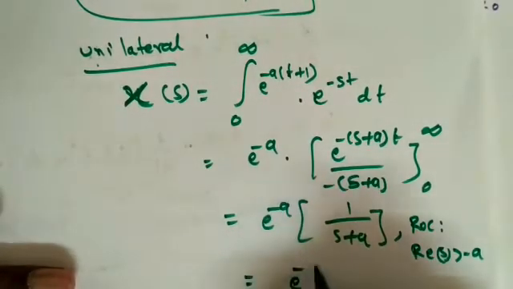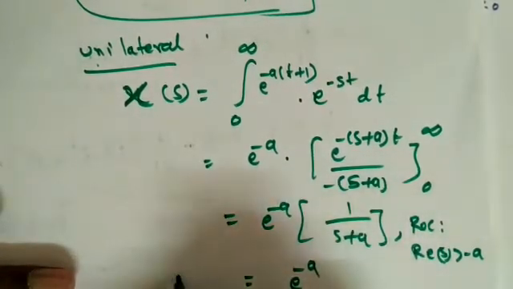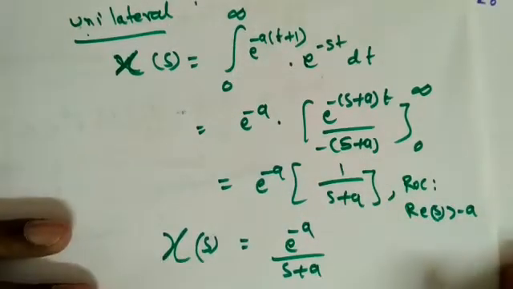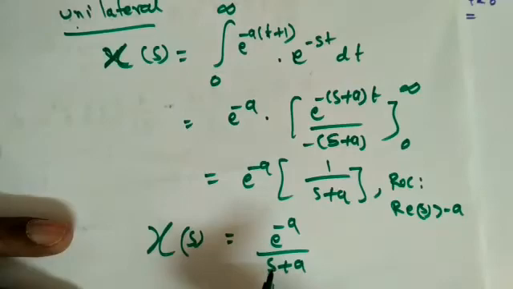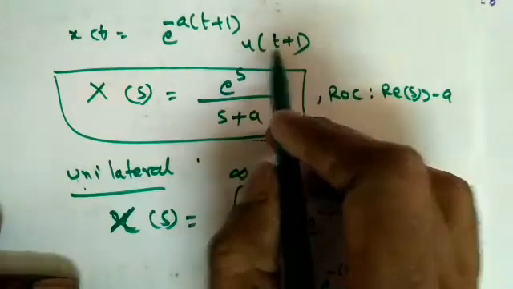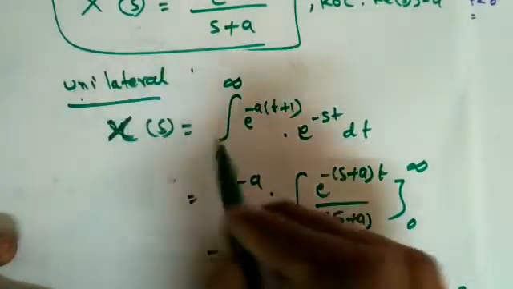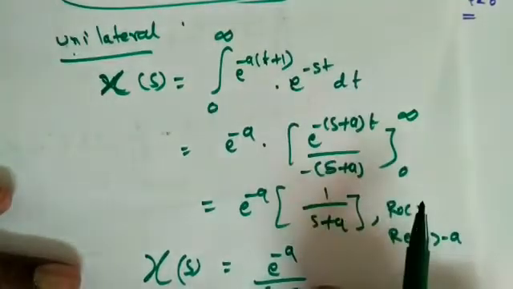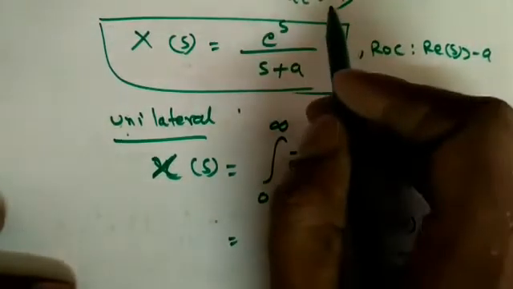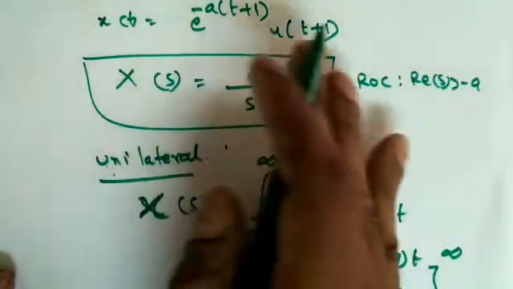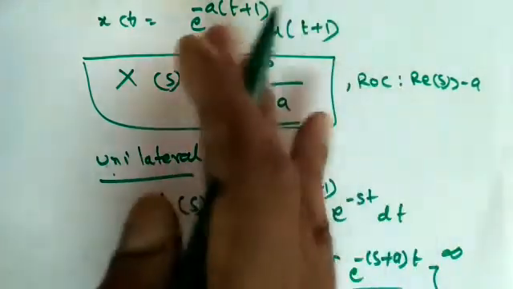Now see, what is this e^(-a)/(s+a)? This is the unilateral Laplace transform X(s). See here, e^s/(s+a), and here we are getting e^(-a)/(s+a). That is the difference between unilateral and bilateral Laplace transform. Even though the signal starts from minus 1, for the unilateral we take from 0 to infinity. That's why we get a different answer. So for time shifting, for advance we get a different answer, for delay we get the same answer.